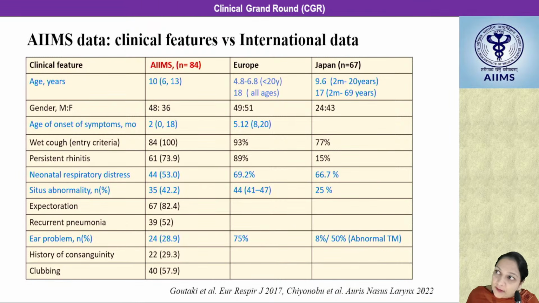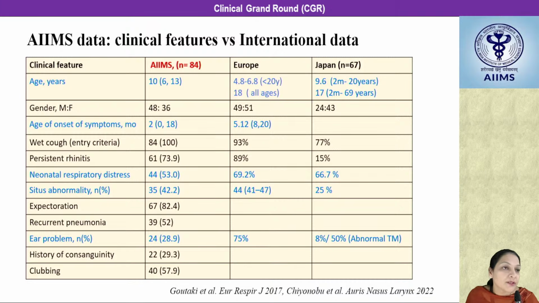A wet cough is present in most of the patients. Persistent rhinitis is also seen, like in our cohort we saw it in 75%, in the European cohort it is 89%, however in the Japanese cohort it was only 15%. Neonatal respiratory distress was seen in 53% of patients in our cohort. It is around 70% in Europe, and similarly 65-66% in Japan.